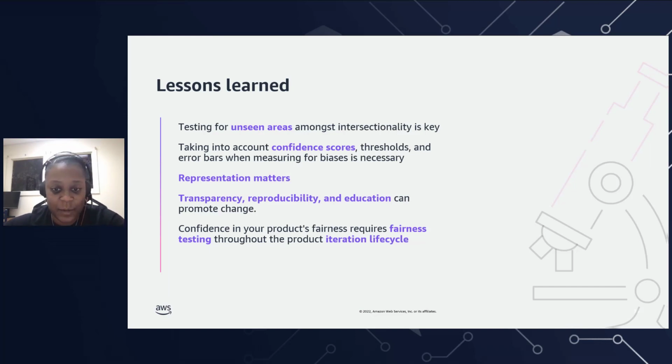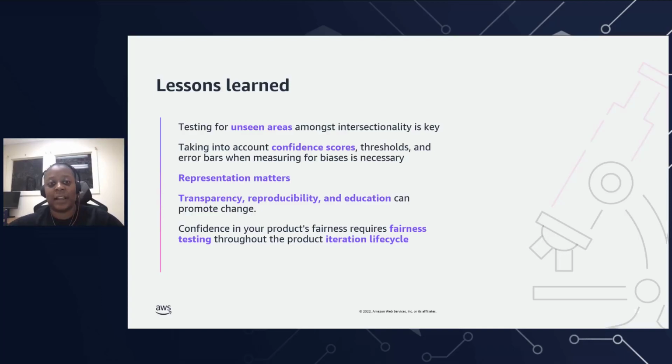Okay, so in conclusion, lessons learned that I personally have learned throughout the years of doing this and looking into these types of issues is that testing for unseen areas amongst intersectionality is key. Key word there, the intersections of different types of groups. That's where you find the real information. Taking into account confidence scores, thresholds, and error bars when measuring for biases is very much so necessary.